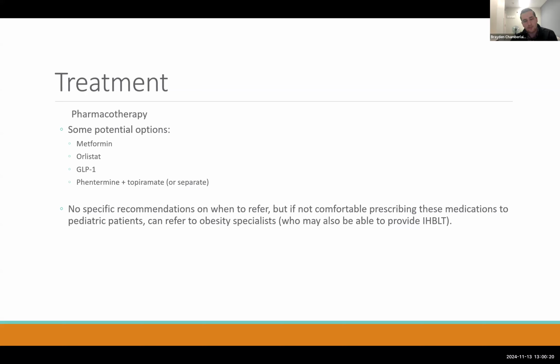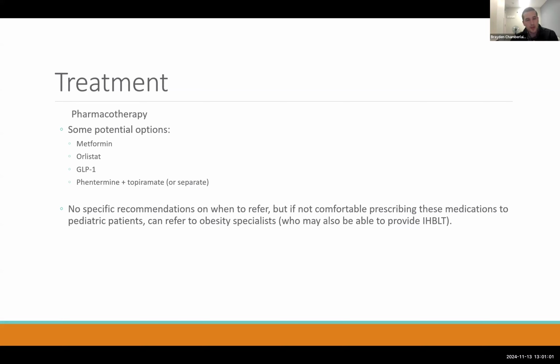Now, obviously for a good number of us, it could be a new or somewhat scary thing to recommend in a child. And there's no specific recommendations on when we might need to refer a patient. But if you personally don't feel comfortable prescribing these medications to a pediatric patient, you can always refer to obesity specialists or to a program that they have at St. Luke's that could be a potential option.